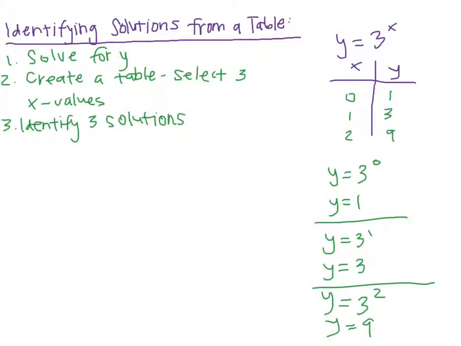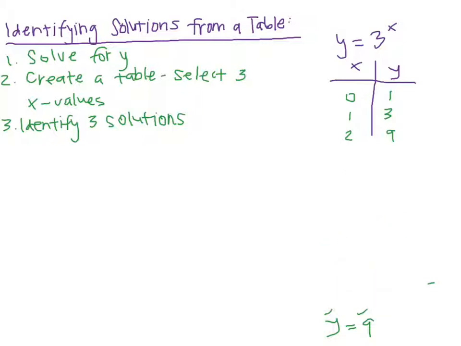The next thing I'm going to do is identify 3 solutions, just like I identified 3 solutions from the graph. So let's go ahead and erase this work below and then write our 3 solutions. Our first solution was (0, 1). The second solution was (1, 3). And the third solution was (2, 9).